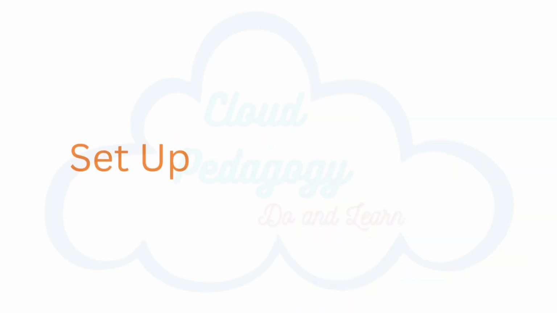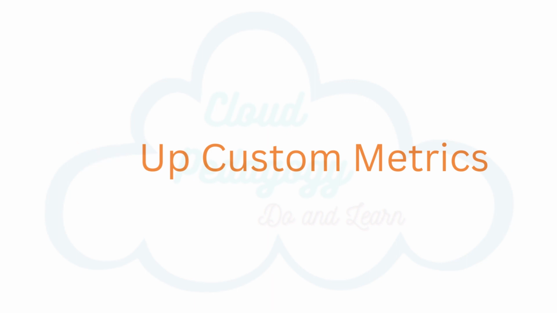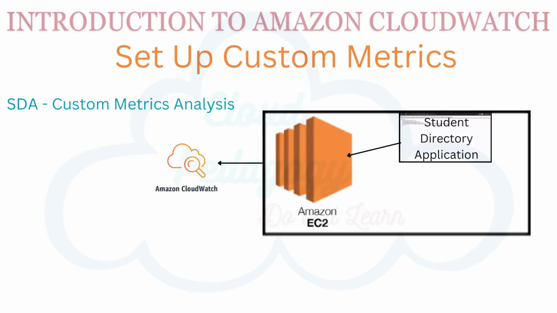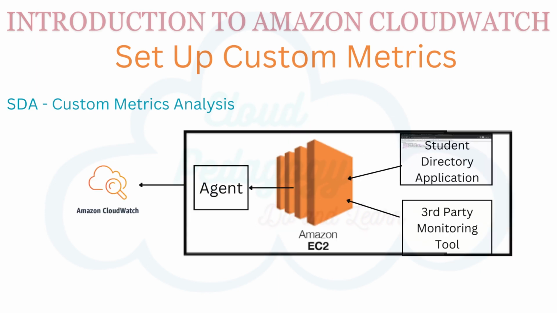But you may wonder how to set up custom metrics if you want to. Let's say for your student directory application, you wanted to record the number of page views your website gets. How would you record this metric to CloudWatch? It's an application-level metric, meaning that it's not something an EC2 instance would post to CloudWatch by default. This is where custom metrics come in. Custom metrics allow you to publish your own metrics to CloudWatch.